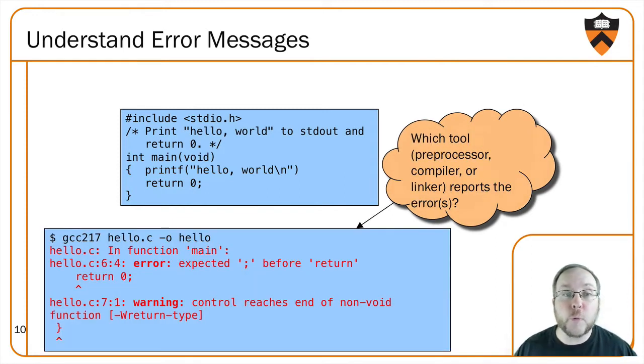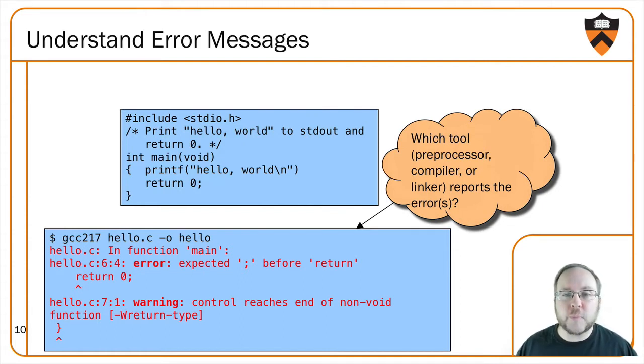GCC 217 reports two issues. Number one, an error on line 6 that there should be a semicolon before the return statement. And number two, a warning that control reaches the end of a function that should be returning a type. So take all that in.